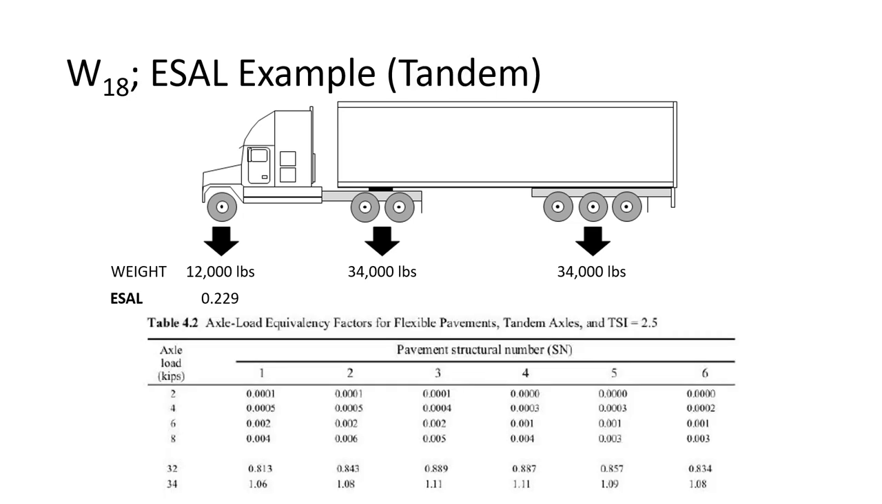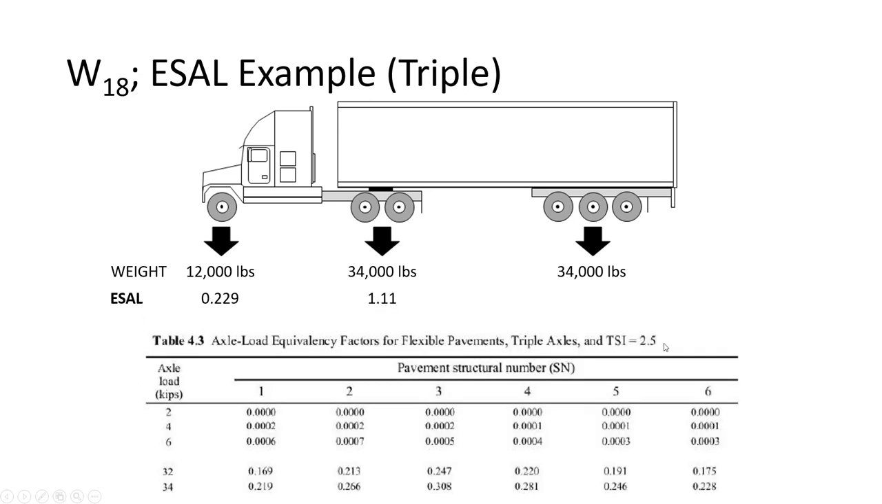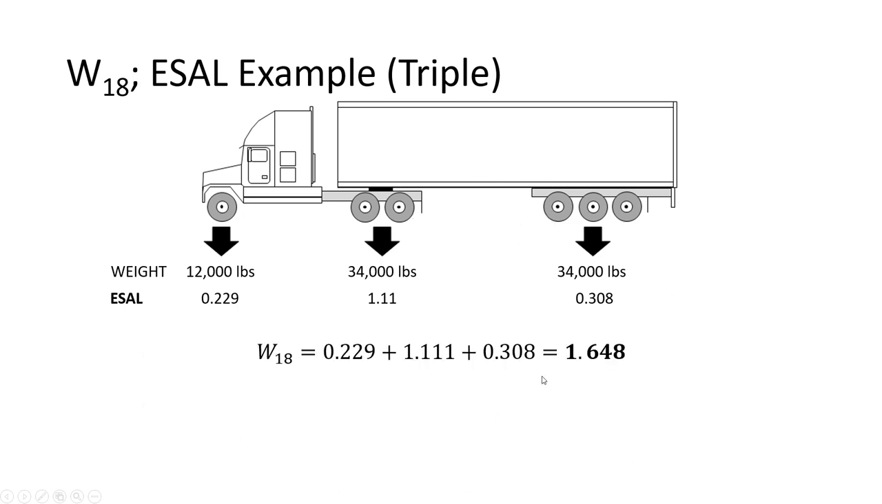So that first single axle is 0.229. Here's a tandem axle, TSI 2.5 and structural number 3, 34,000 pounds, that's 1.1. And if we do a triple axle, TSI 2.5, structural number 3, we're going to be down here. There's our 0.308. Okay, so that's the ESAL value for each set of axles. You add those all together, and then you get the total ESAL value for the entire truck.